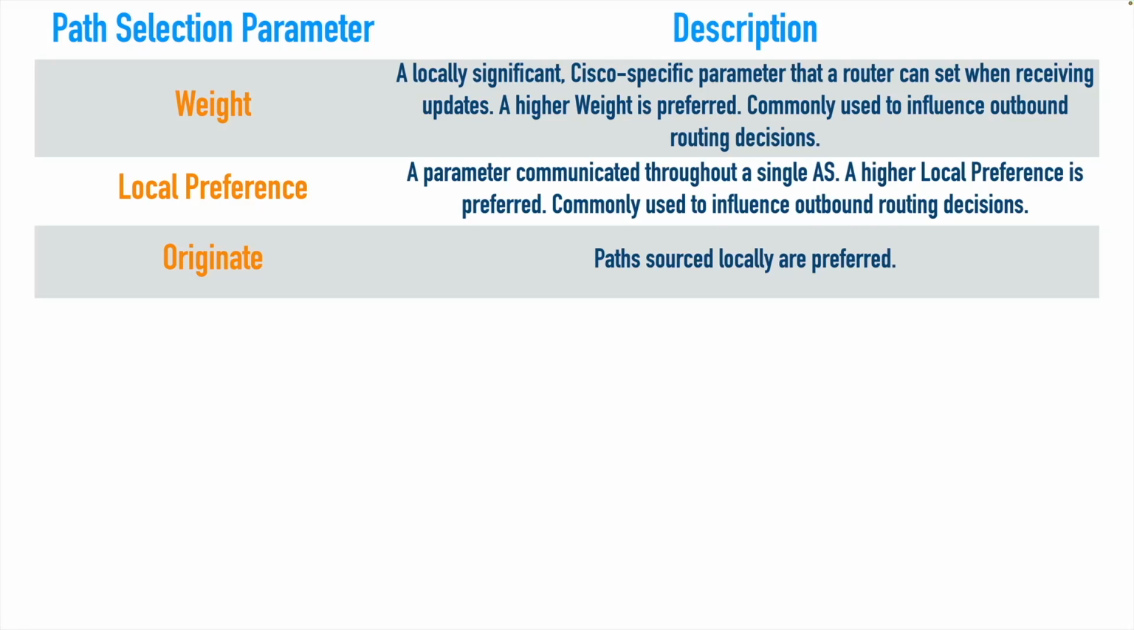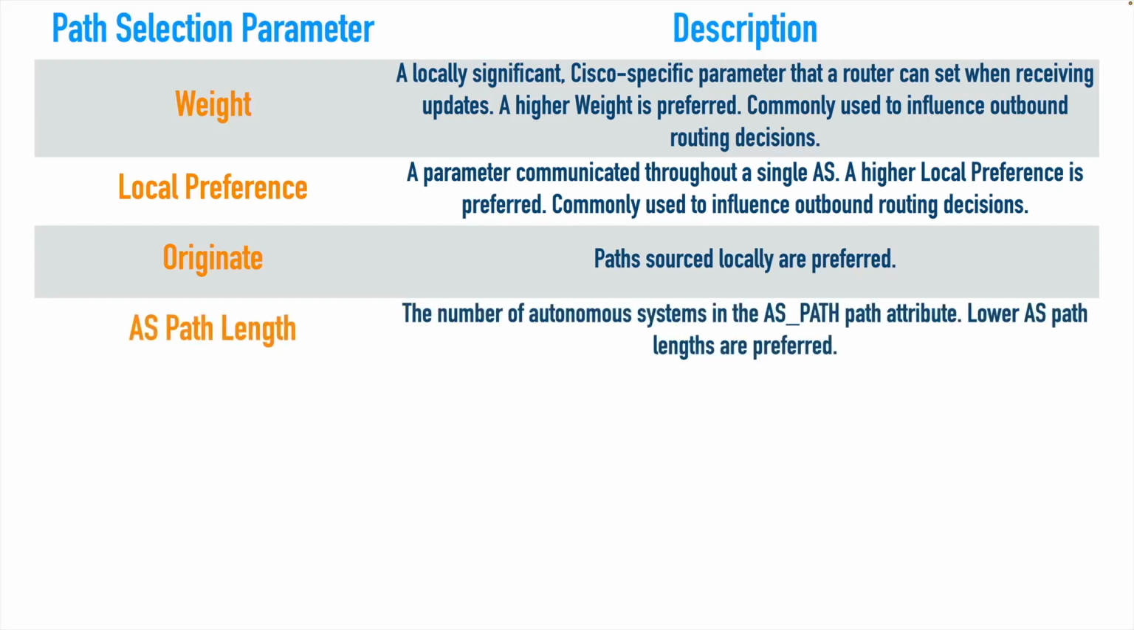I prefer routes that I'm directly connected to versus routes I learned from another router. But maybe we're not the next hop for a particular route. We've got another tie. What's the tiebreaker now? It's the AS, or the autonomous system path length.